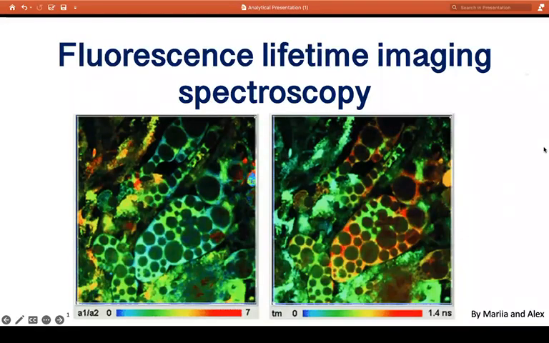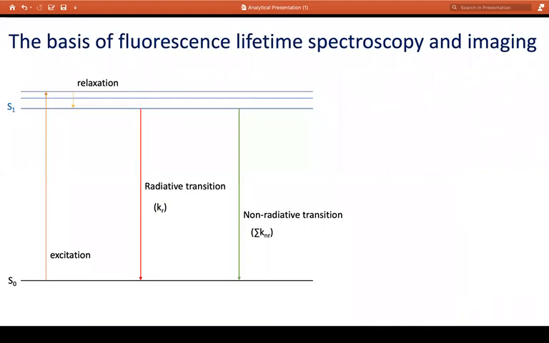Good afternoon, everyone. We will explain the principles and application of fluorescence lifetime imaging spectroscopy. We're going to start from the basics of fluorescence lifetime spectroscopy and imaging, how the instrumentation records the measurements, advantages and limitations, and we're going to finish with data analysis and manipulations.